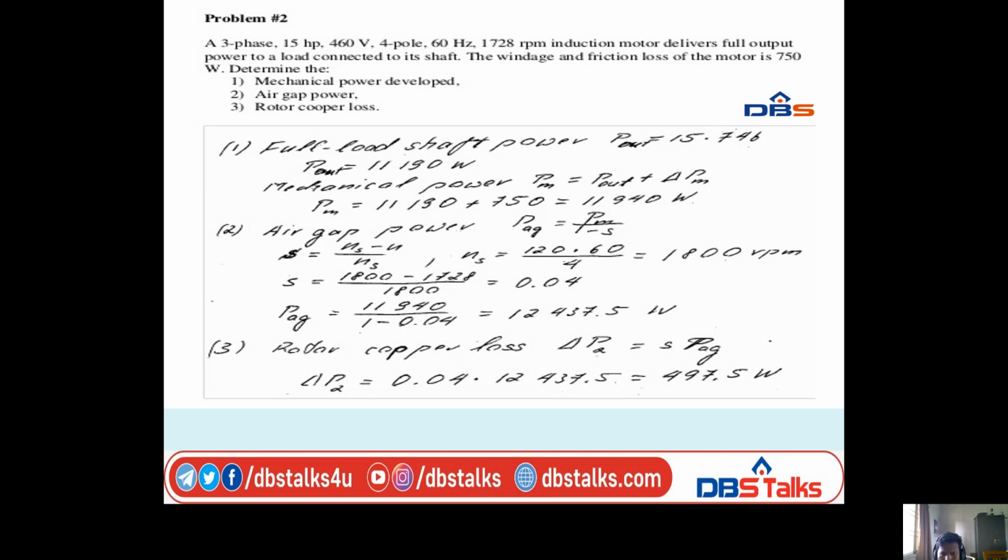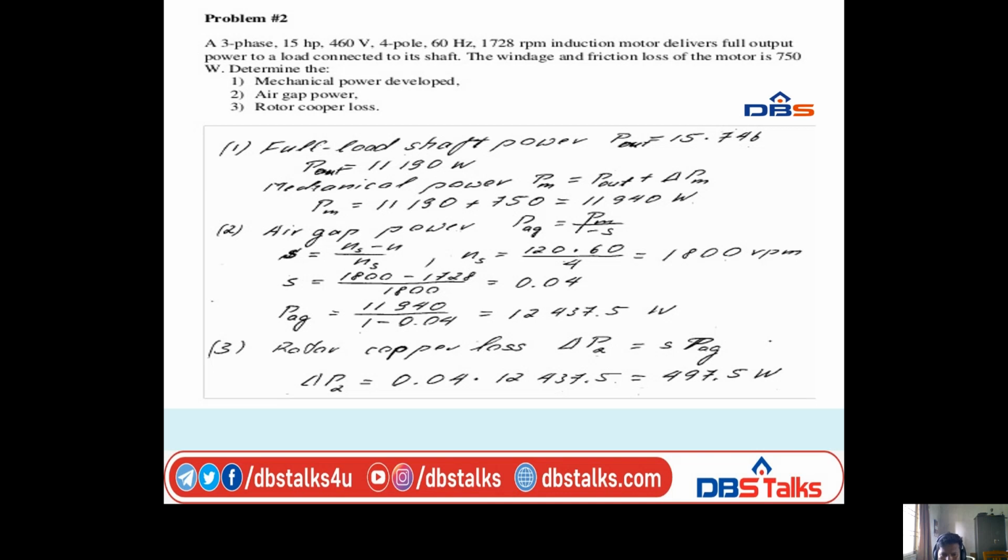P out is equal to mechanical power PM is equal to P out plus PML. P out is 11190 plus PML is equal to 750, that is equal to 11.95. Air gap power is equal to mechanical power by 1 minus S.